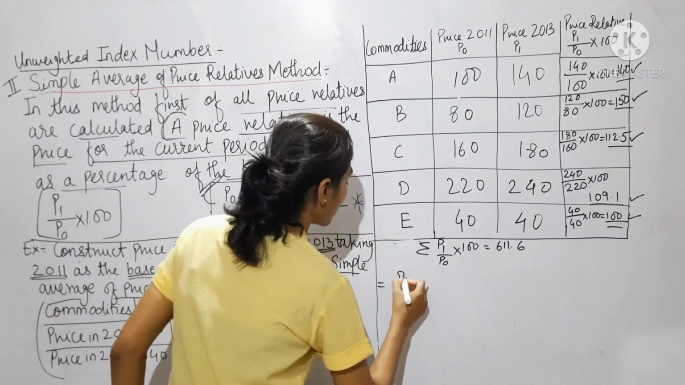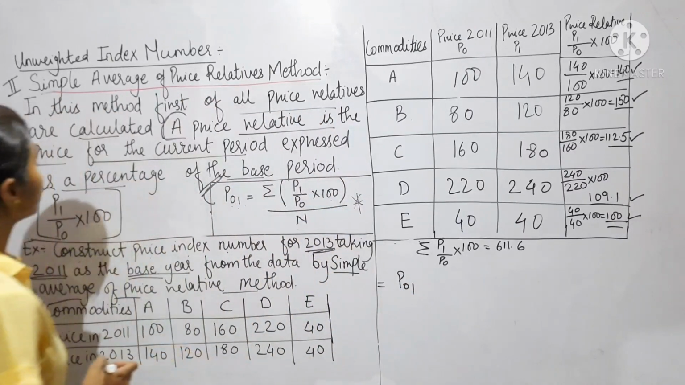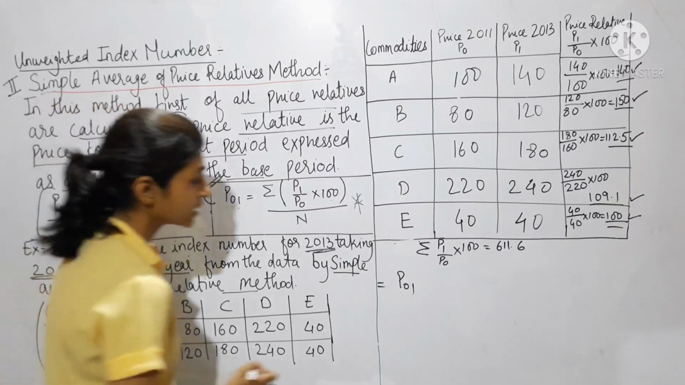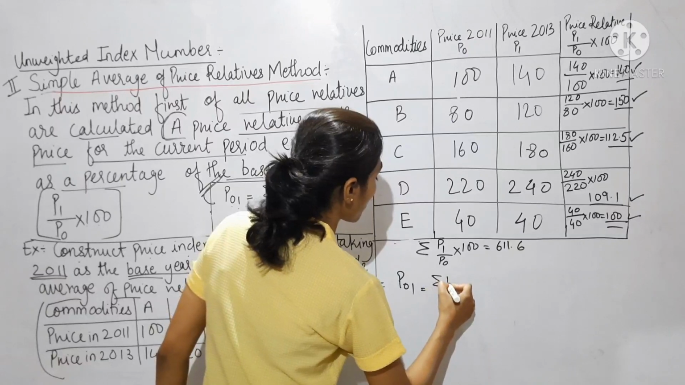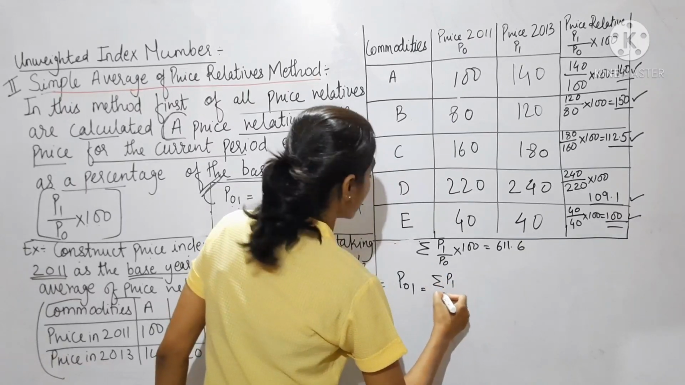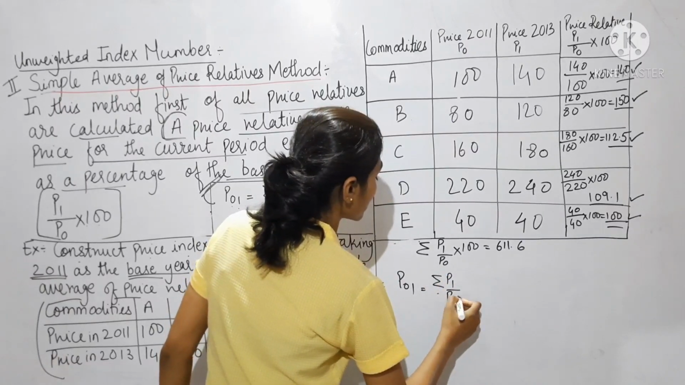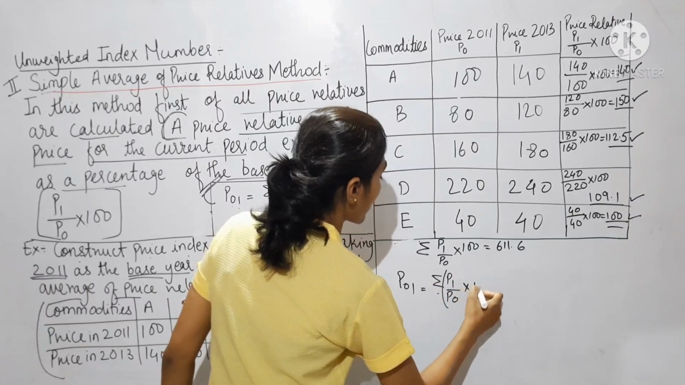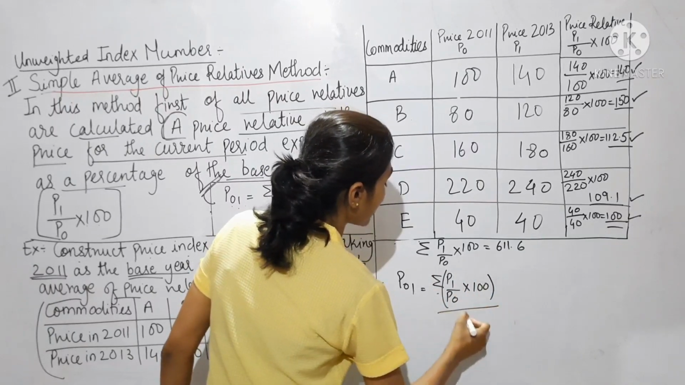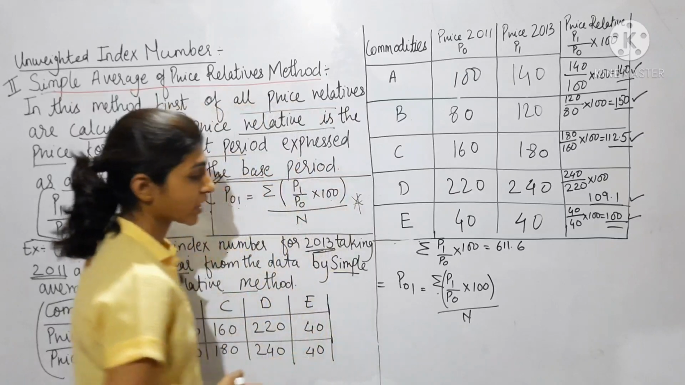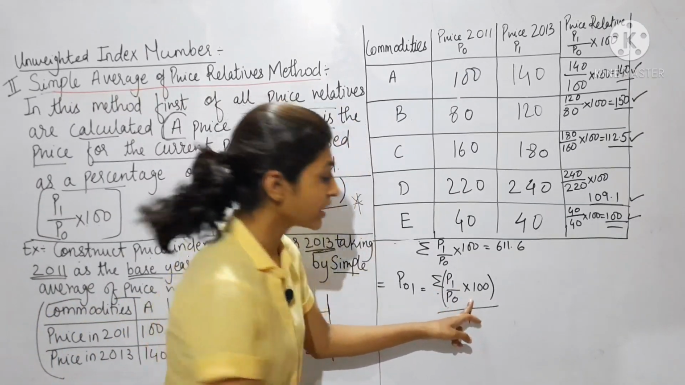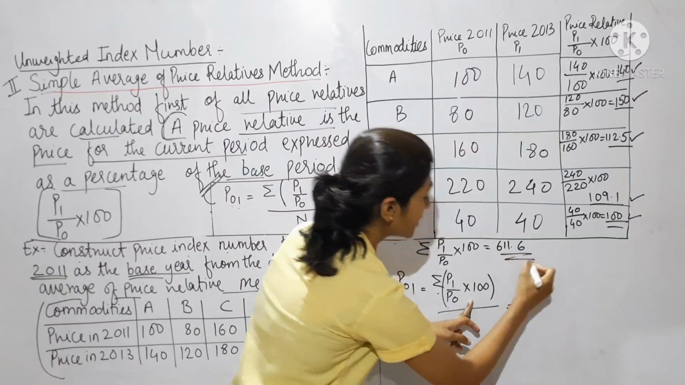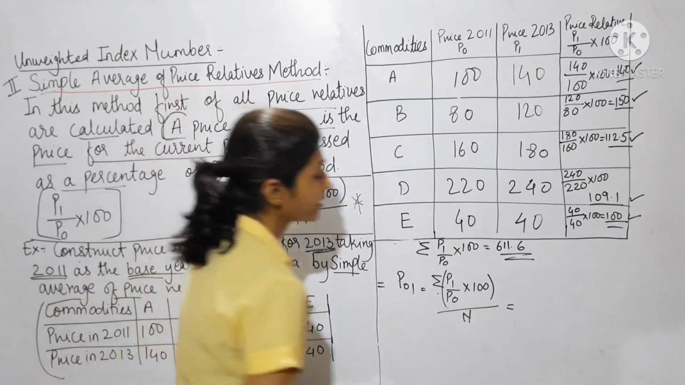Okay, now next put the formula of simple average of price relative method. Write down the formula of simple average of price relative method. So formula is P01 is equal to summation bracket P1 by P0 multiply by 100 divided by number of commodities. Okay, so summation of P1 by P0 multiply by 100, what value you have got? 611.6.